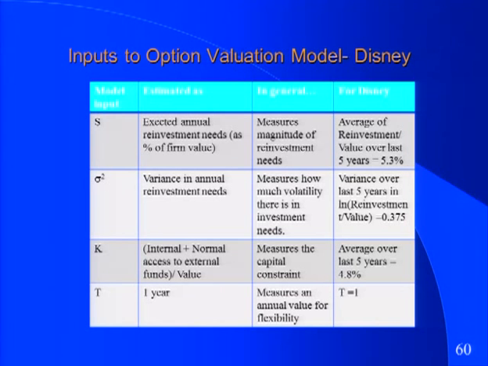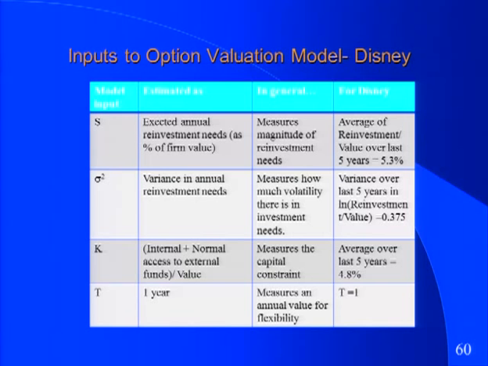Then I computed how much internal, external capital they raise. So basically, I looked at the retained earnings. I assumed they would not issue new equity because they haven't. And on top of that, I added the normal amount of debt that they have access to, which is usually short-term debt. And that amount worked out to about 4.8% a year as a percent of firm value every year for the last 5 years. So on average, they've reinvested 5.3% a year, and the amount that they feel comfortable raising internally is about 4.8% a year.